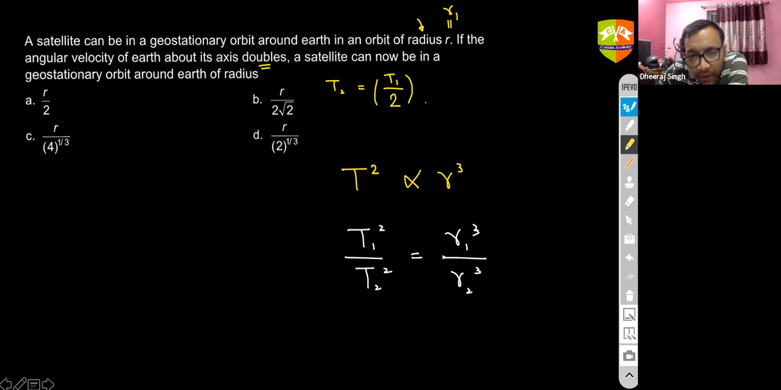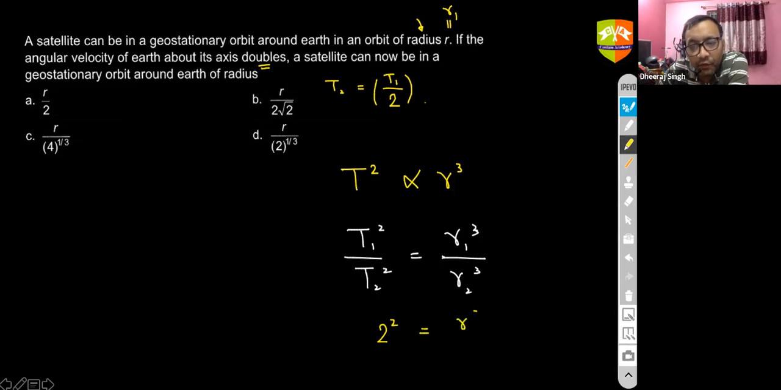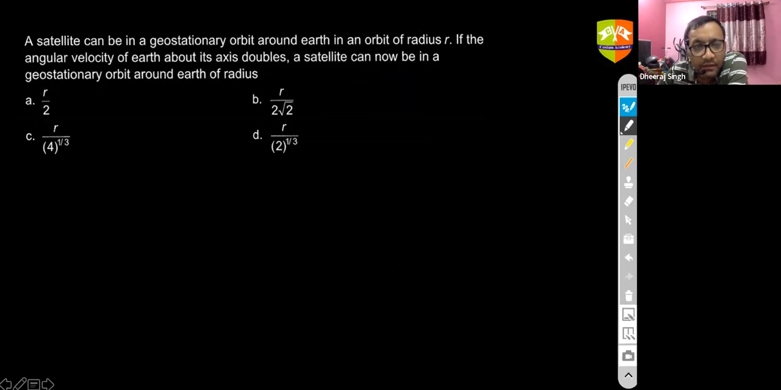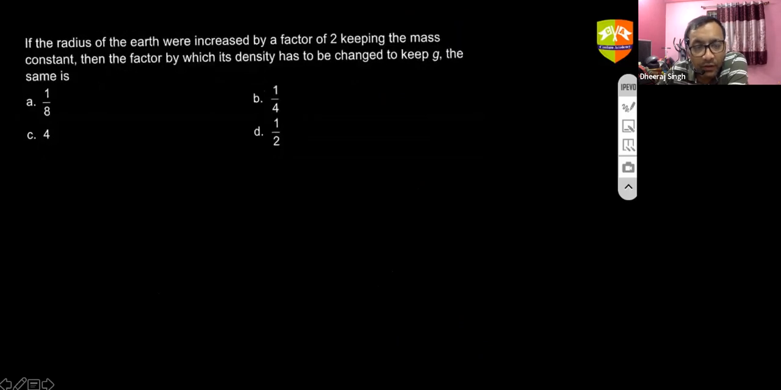So it will be 2 square over here. R1 is r, we need to find R2. So R2 is R divided by 2 to the power 2 by 3. All of you understand? Option C. Is it clear? Okay, let us move. Do this.